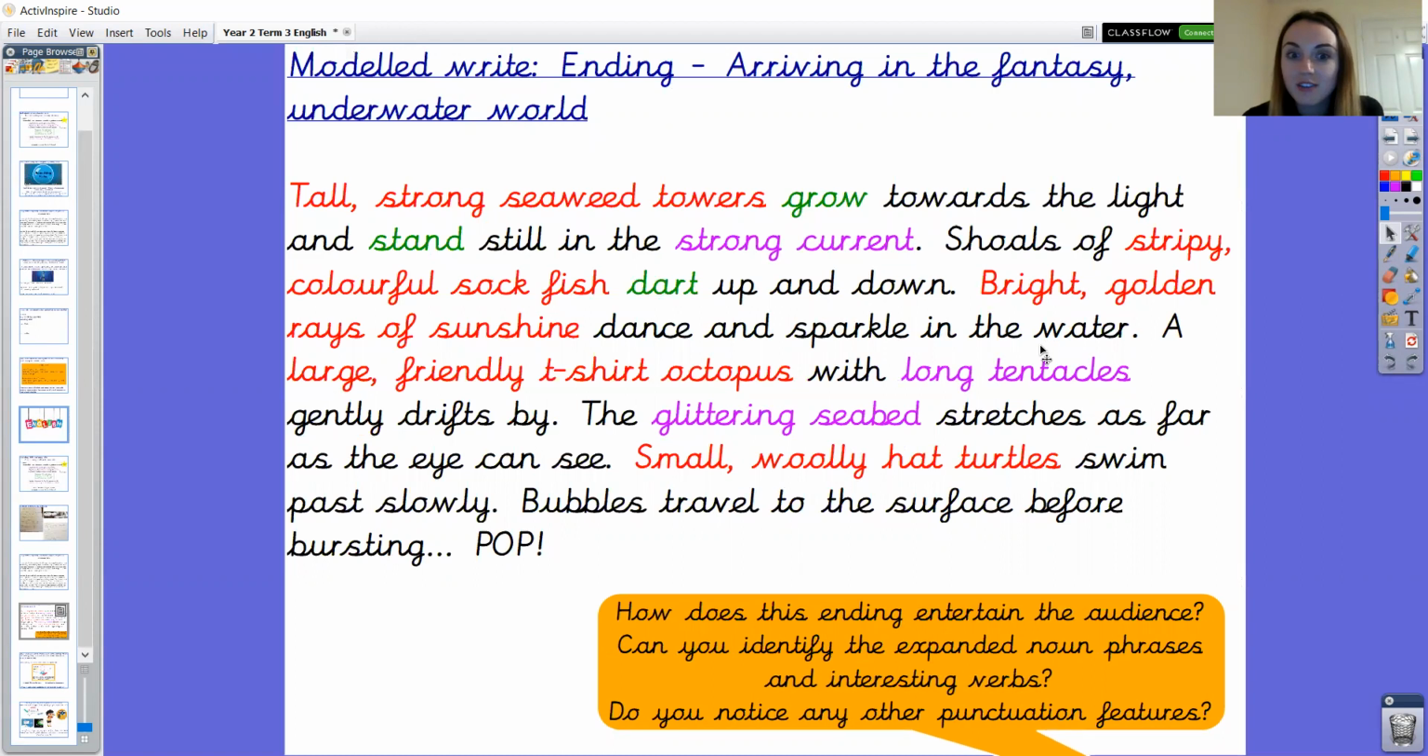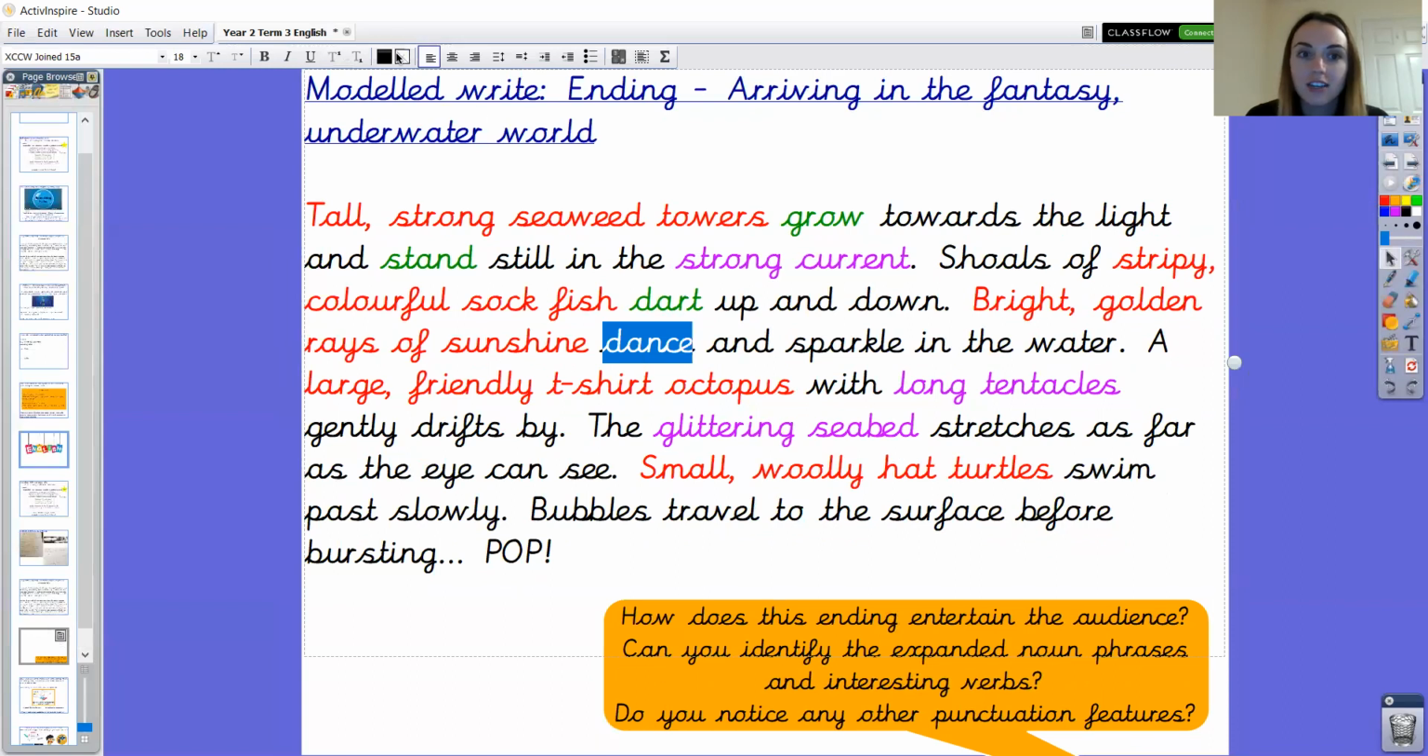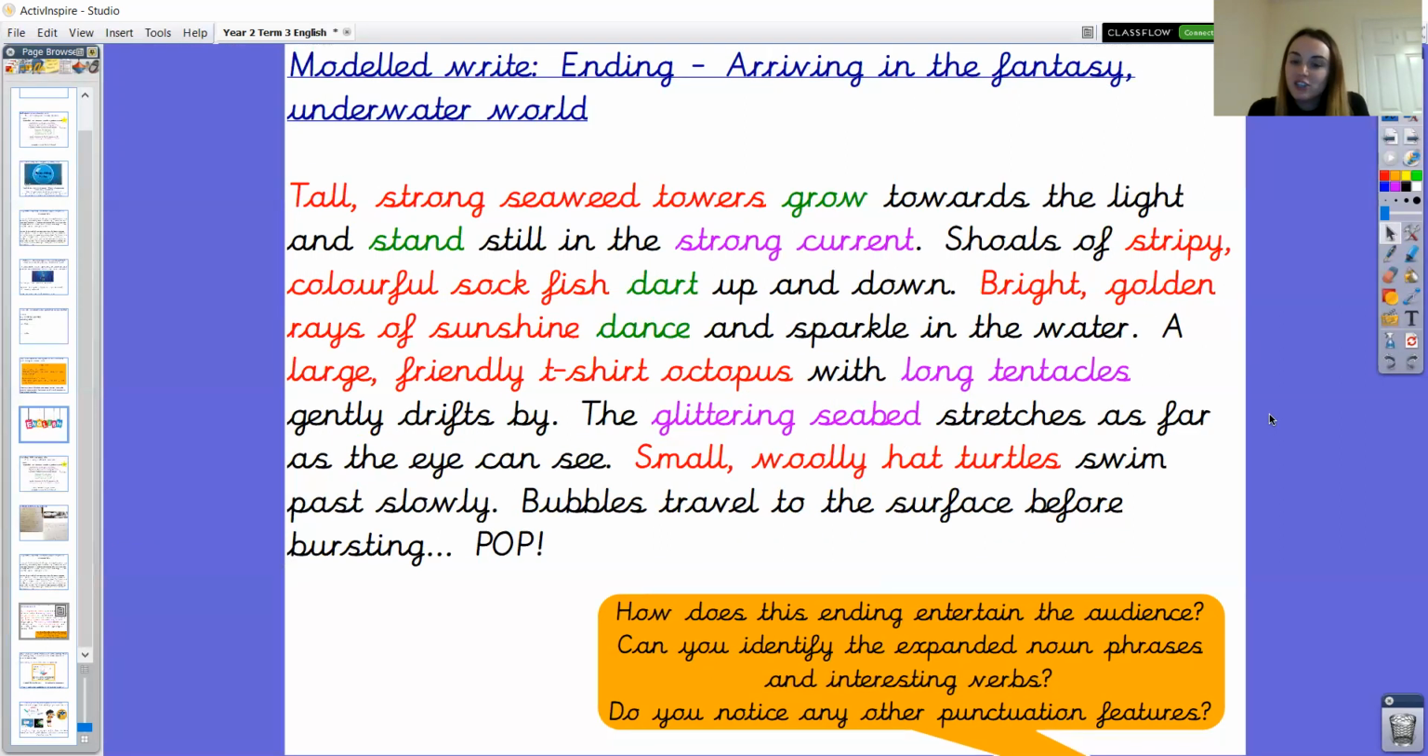Bright golden rays of sunshine dance and sparkle in the water. Which verbs have been used in this sentence? Well done, dance and sparkle. It's an interesting one, sparkle, isn't it? A large friendly t-shirt octopus with long tentacles gently drifts by. So which word in this sentence is the verb describing the action?